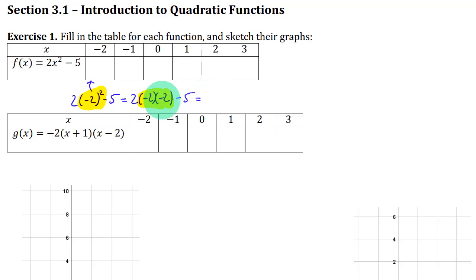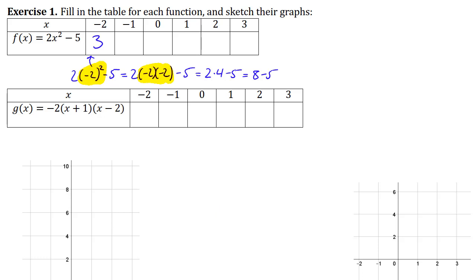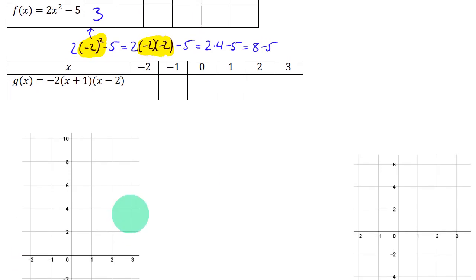And -2 times -2 is positive 4, because a negative times a negative is a positive. So you got 2 times 4, and then that minus 5 gives you 8 minus 5, which is 3. All right, so that means this one has the point -2, 3 on it. So if this is a graph of f of x, -2, 3, x equals -2, y equals 3 is right here.